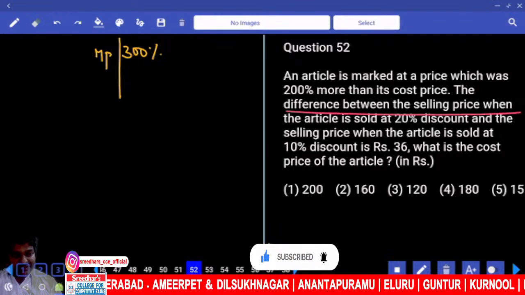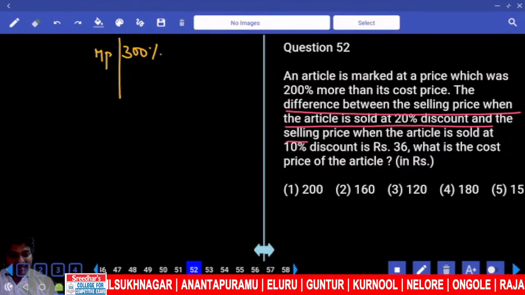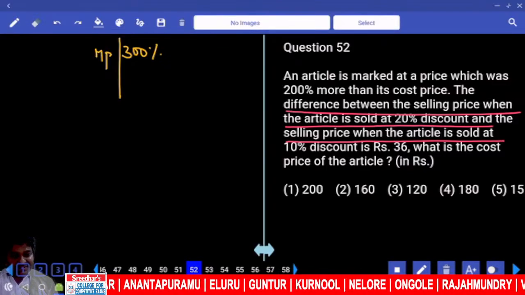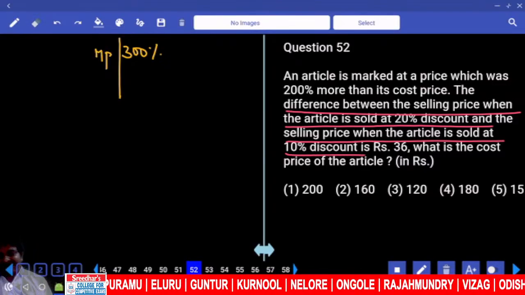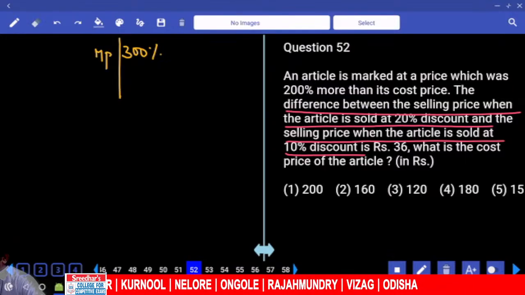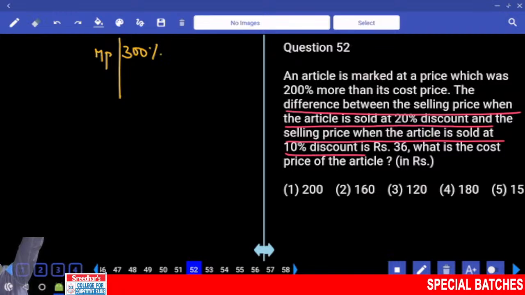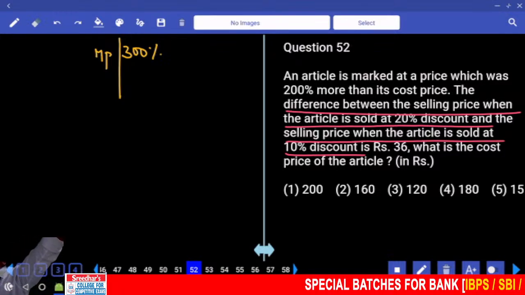The difference between the selling price when the article is sold at 20% discount and the selling price when the article is sold at 10% discount is 36. Wait a minute. If there is 20% discount, at what price do you sell? 80% of which price? Market price. If there is only 10% discount, at what price do you sell? 90% of which price? Market price. Earlier, how much percentage? 80% of the market price.